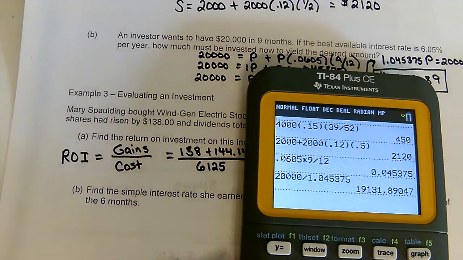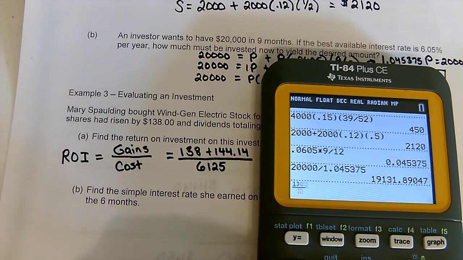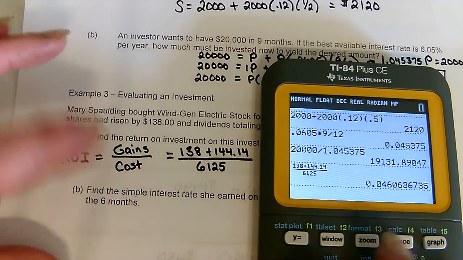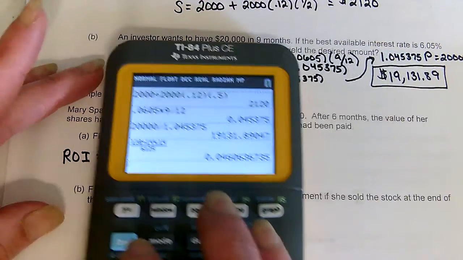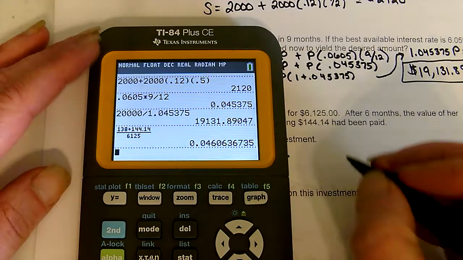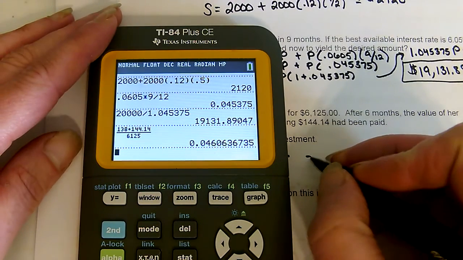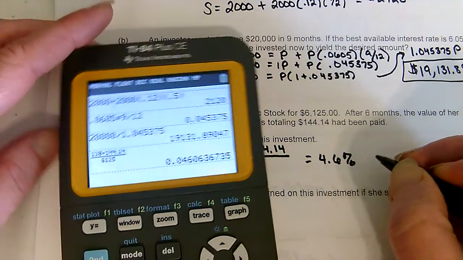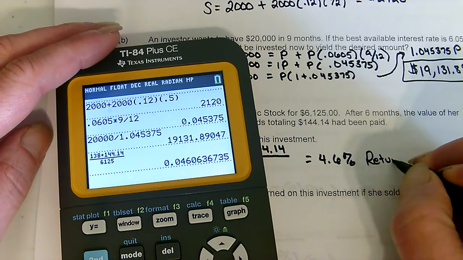So I'm going to go ahead and do this as a fraction: 138 plus 144.14 divided by 6125. And I get a decimal, because what you paid should usually be more than what you gained. And that's going to be a percent. So that would be 4.6% return on investment.